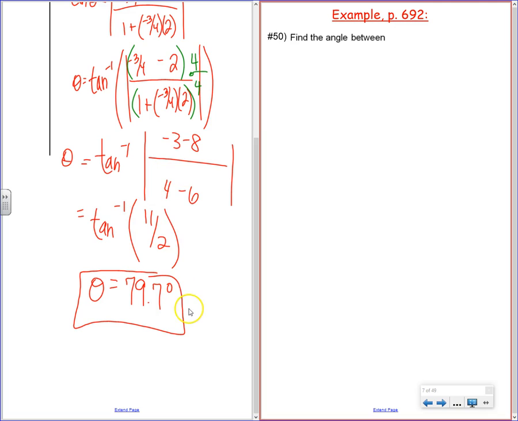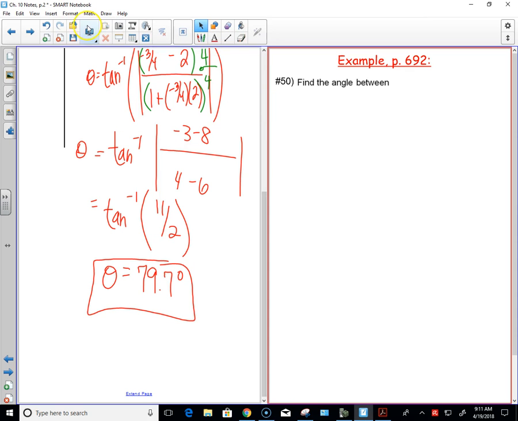They said, hey, they match. And the final answer was 79.7 degrees. We could do another example, but for sake of time, I'd rather hear if there are any other questions from homework last night.